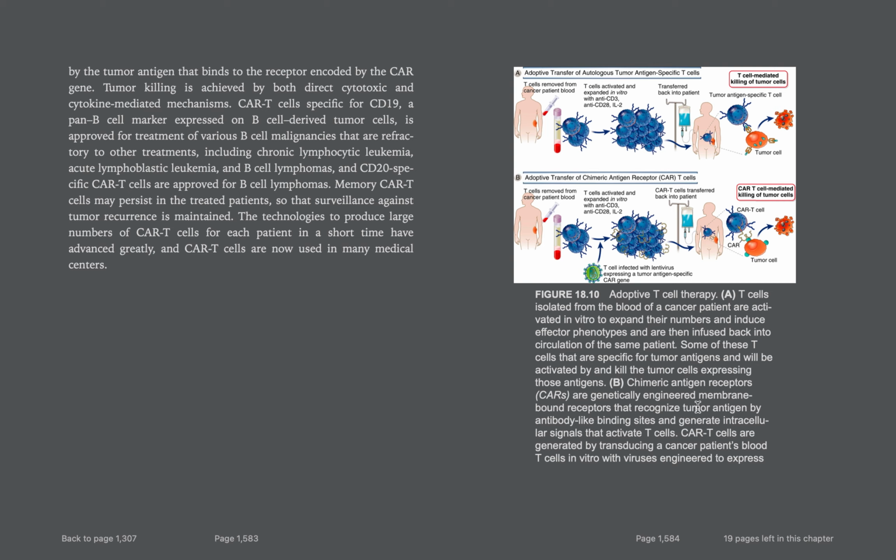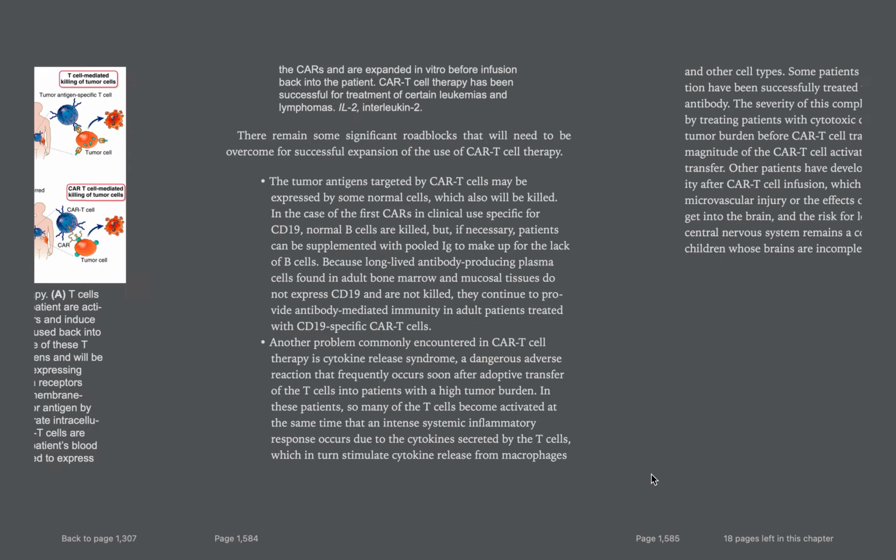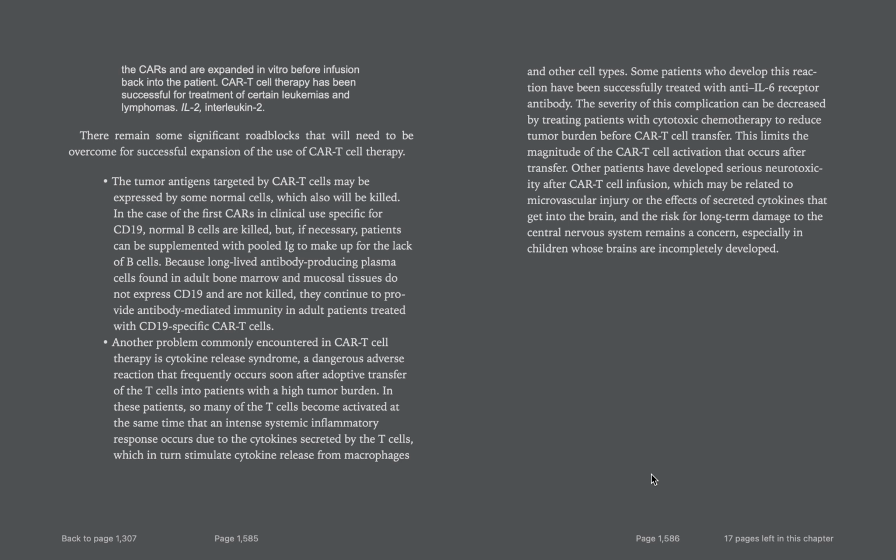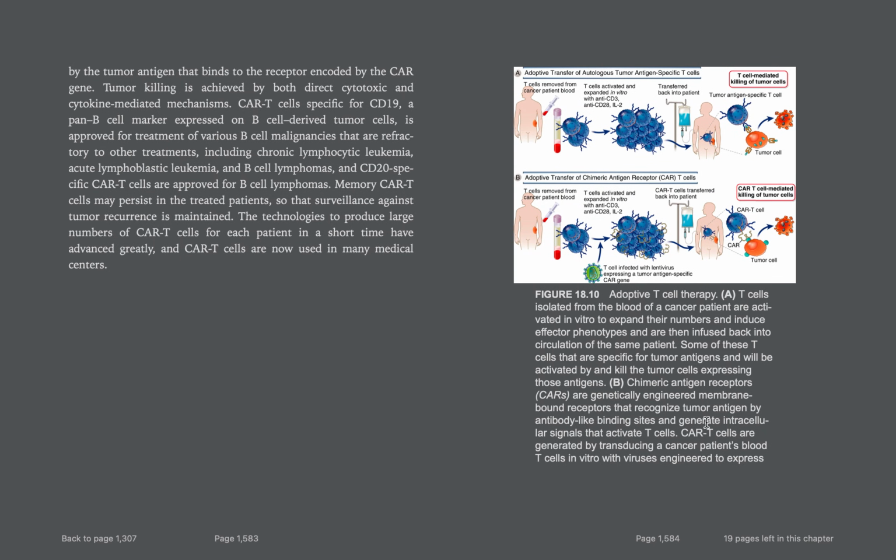B is chimeric antigen receptors, CARs, genetically engineered membrane-bound receptors that recognize tumor antigen by an antibody-like binding site and generate intracellular signaling that activates T cells. CAR T cells are generated by transducing a cancer patient's blood T cells in vitro with viruses engineered to express the CARs and are expanded in vitro before infusion back to the patient. CAR cells have been successful in treatment of certain leukemias and lymphomas. So this was the diagram actually.